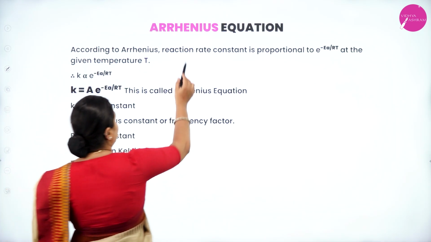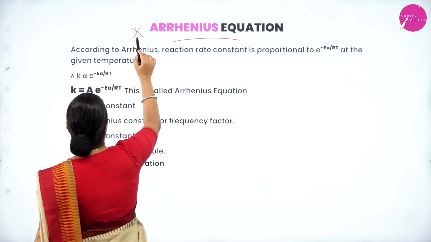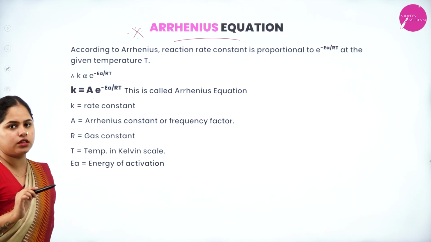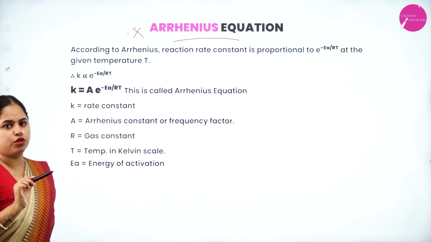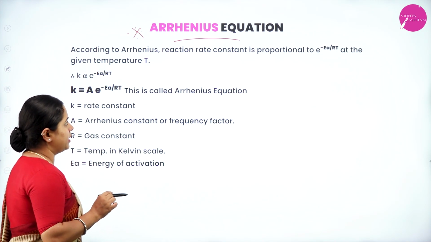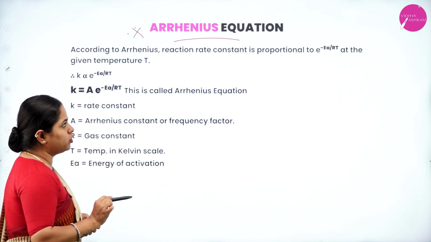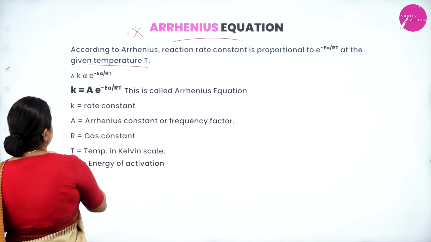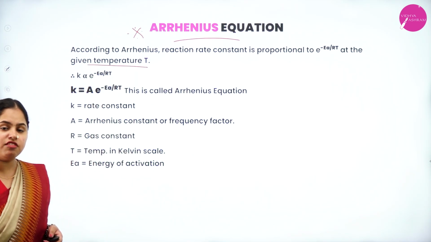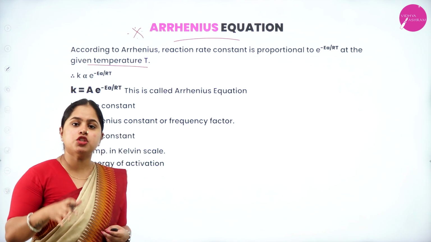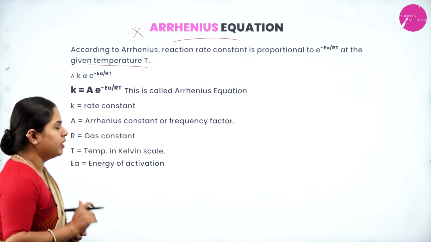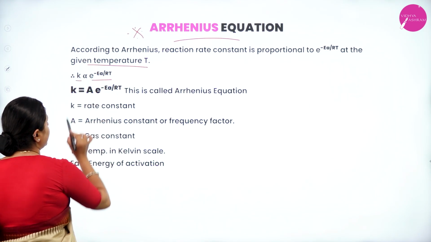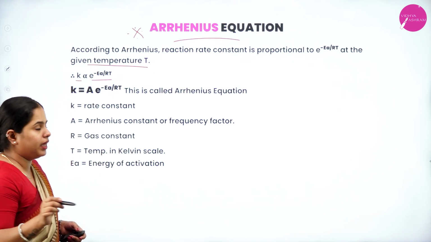Now moving on to the Arrhenius equation, which is a very, very important equation. You need to know the terms present in this equation, and it can come in numericals as well. According to Arrhenius, the reaction rate constant is proportional to e to the power minus Ea by RT at the given temperature T. So according to Arrhenius, he gave an equation which gives the dependence of the rate constant on temperature, right? The equation shows that the rate constant is directly proportional to e to the power minus Ea by RT.